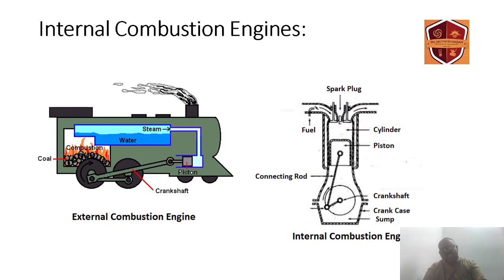It means the coal is burned in the boiler, heat is generated, steam is generated, and the steam is converted to useful mechanical work. That is, rotational motion is obtained by mechanisms like piston, cylinder, connecting rod and crankshaft, which is connected to the wheel, and we get the movement. So this is the best example of an external combustion engine, and also gas turbines.